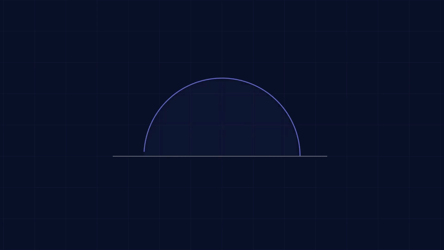Picture a smooth, icy hemisphere. A tiny block sits right at the top. You give it the slightest nudge and it starts sliding down. Now here's the question. Does it slide all the way to the bottom? Or does it fly off somewhere along the way? And if it does leave the surface, at exactly what height?